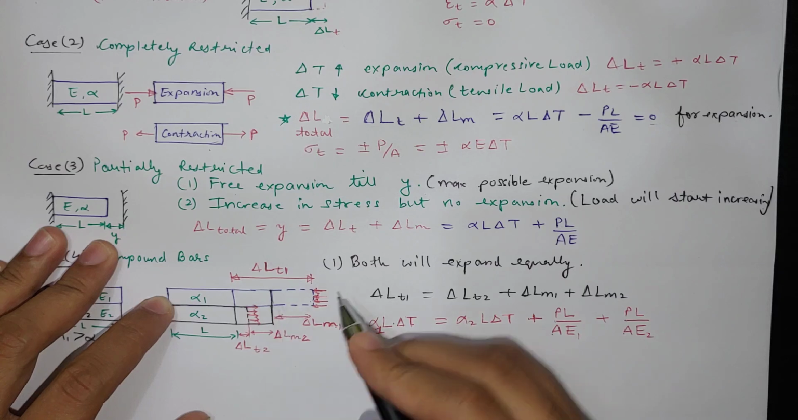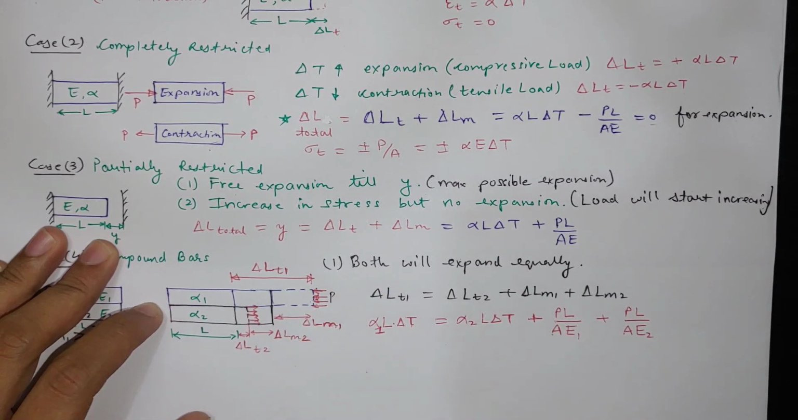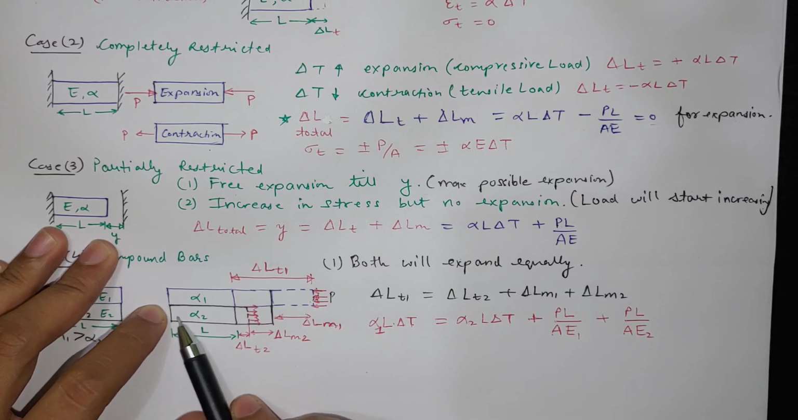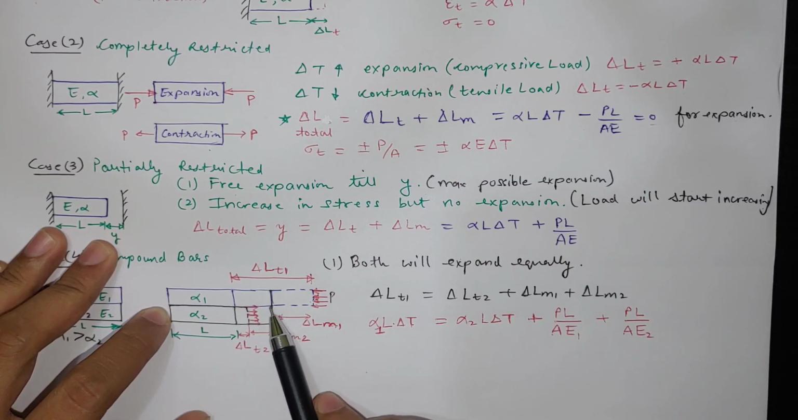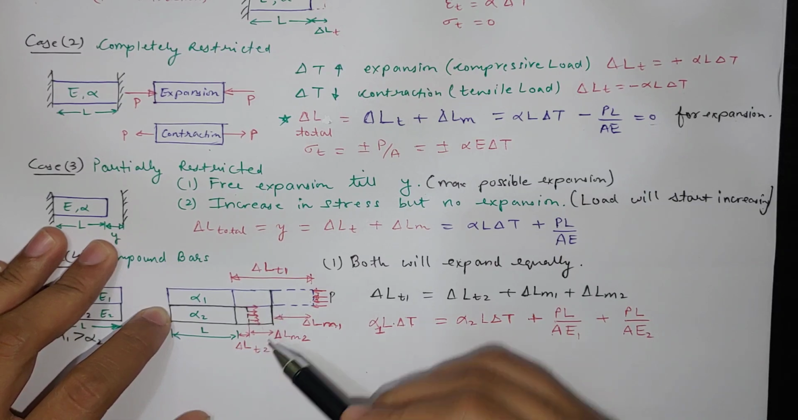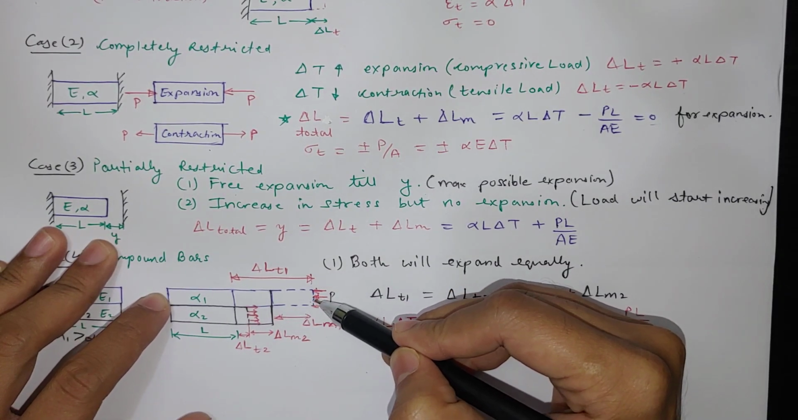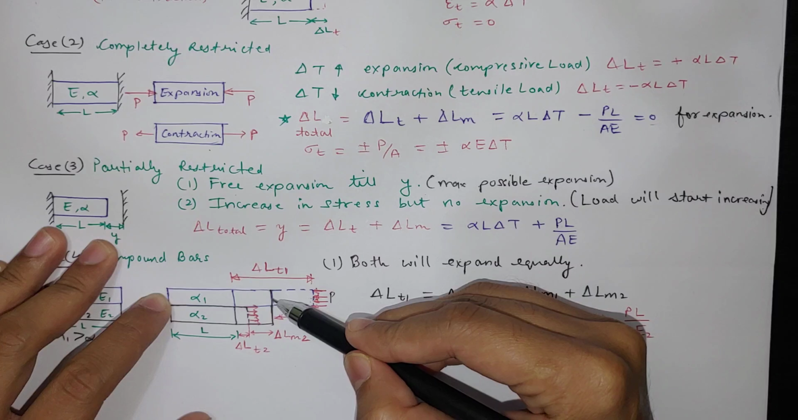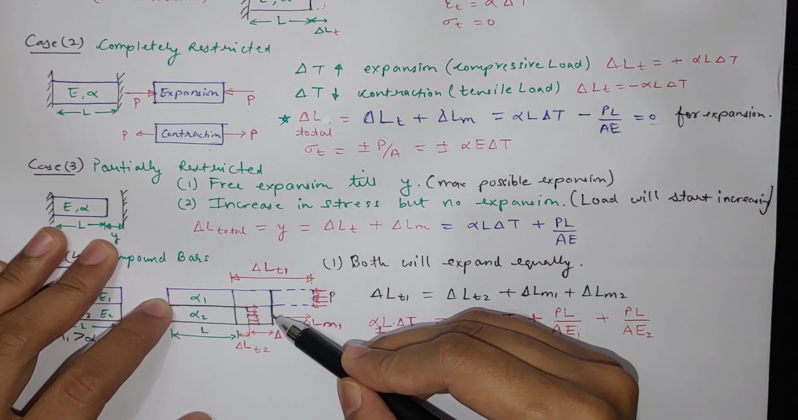There will be a load generated equal to some P value in blue. It will be compressive in nature. The black is supposed to expand up to this point, but the blue will pull it in this direction. Tensile force will generate and it will come to this position. So both will expand till this position. Blue will have compressive stress and come to here. Black has tensile stress and will come up to here.